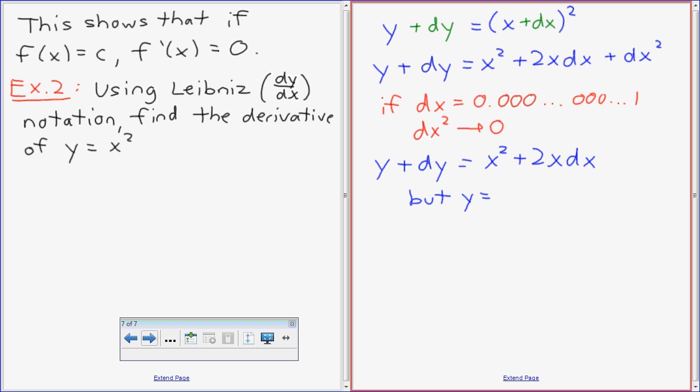Then we're going to say that y is equal to x squared. So dy is equal to 2x dx. It's just a different way to look at derivatives here. Okay? We'll do a few of these. You wrote that down, didn't explain it. What does that mean? Which part? But y equals x squared. Yeah, no problem.